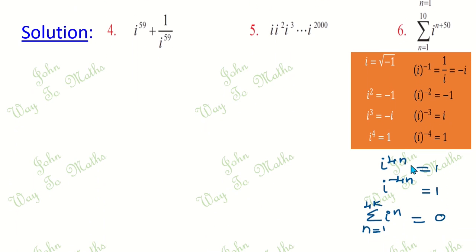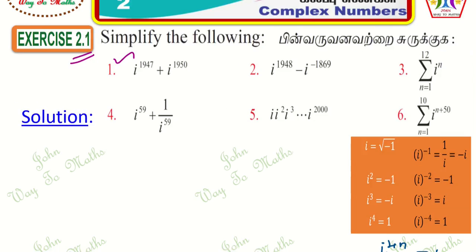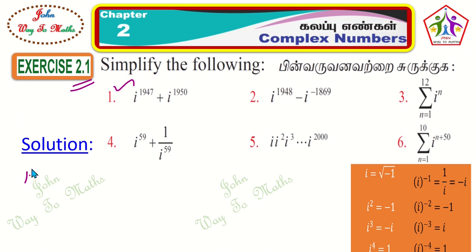Then i power 4n is equal to 1. i power minus 4n becomes 1. The summation of i power n, n varies from 1 to 4k, is equal to 0. So first I'm going to choose question number 1, which is i power 1947 plus i power 1950. First I'm going to choose 1947.